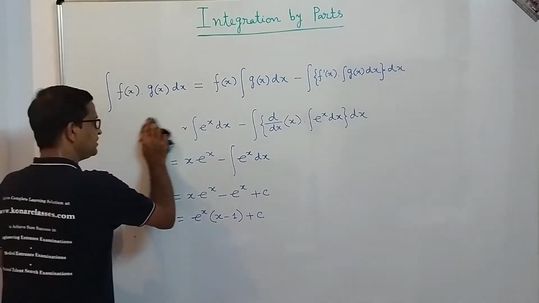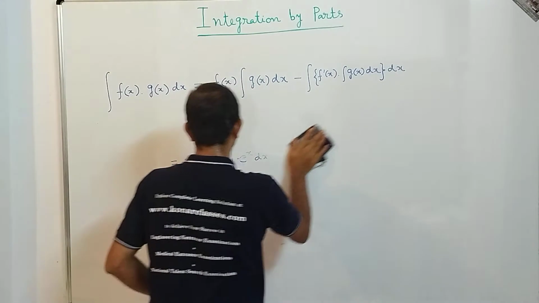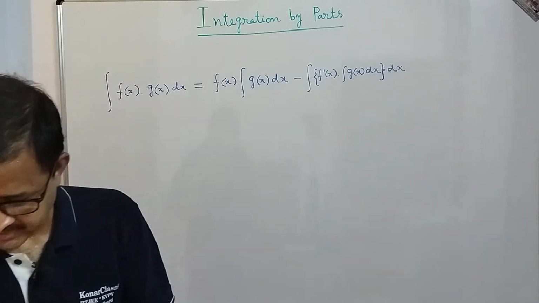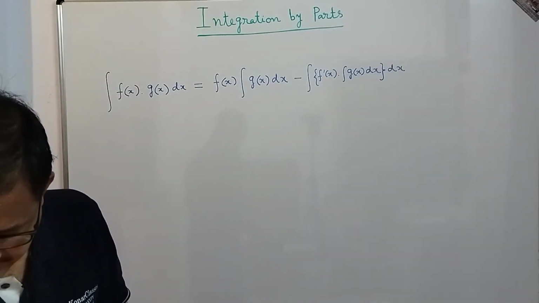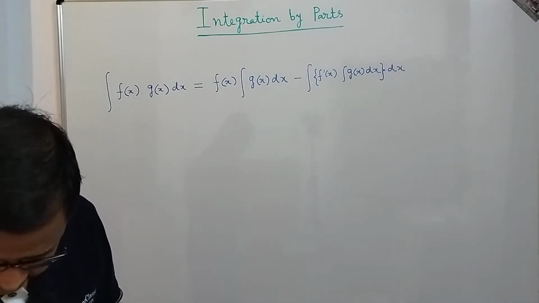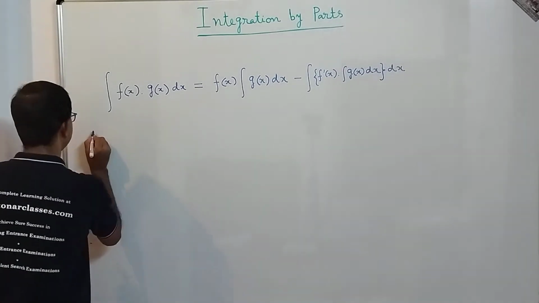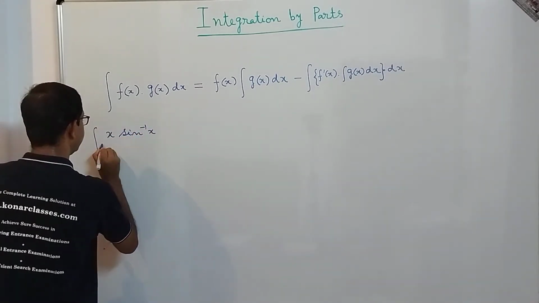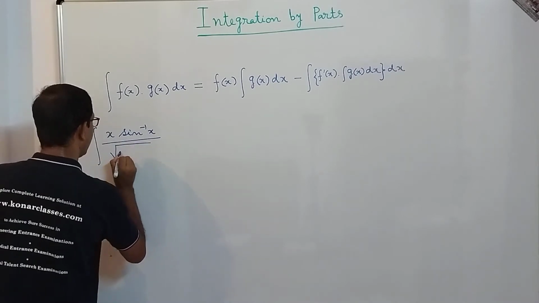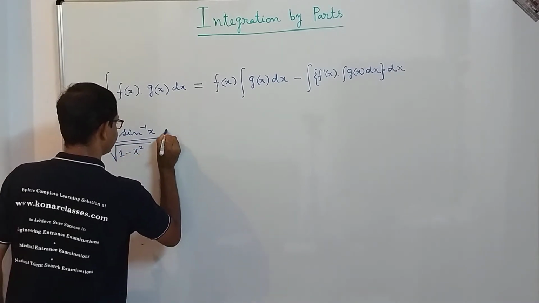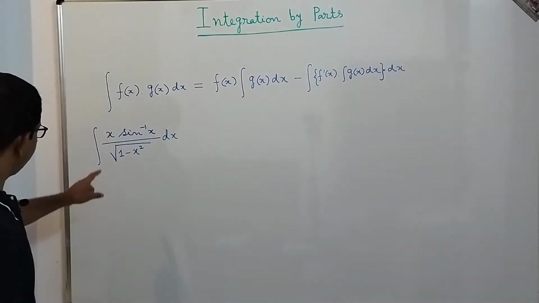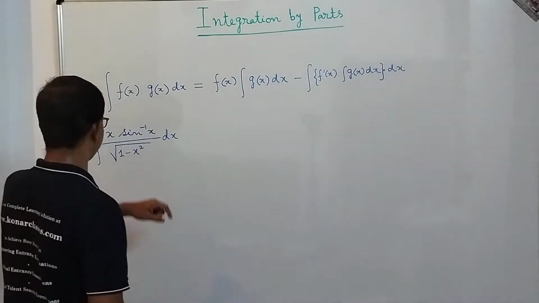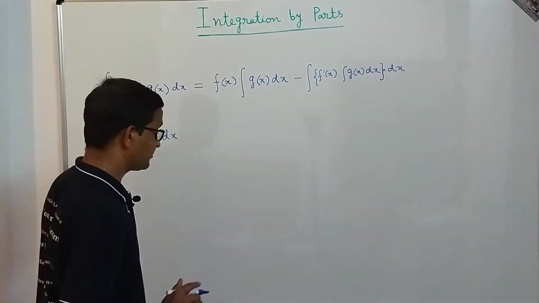Okay, so the next question is x sin inverse x by square root of 1 minus x square. So the question is integration of x into sin inverse x divided by square root of 1 minus x square dx. So dear students, we see there is an algebraic function, that is x by square root of 1 minus x square, and sin inverse x, another function, that is an inverse trigonometric function.